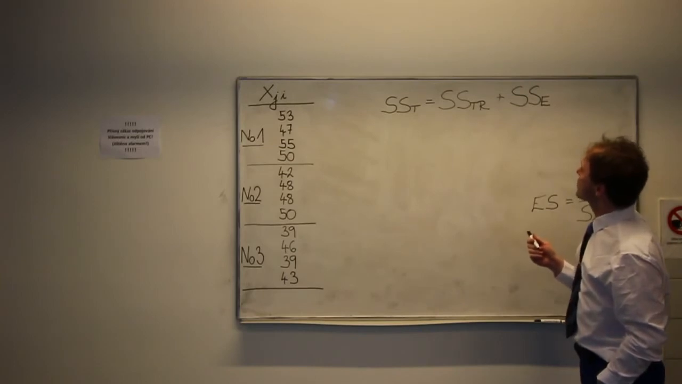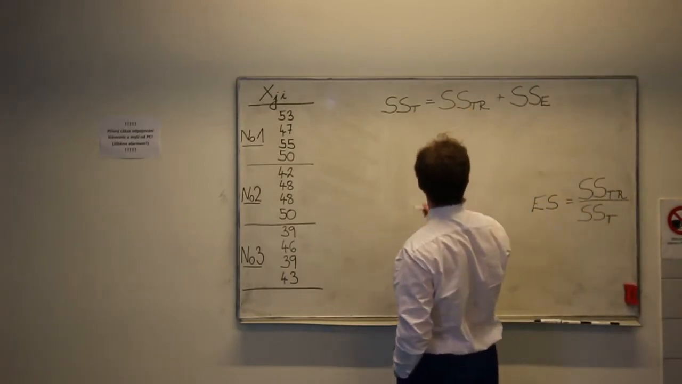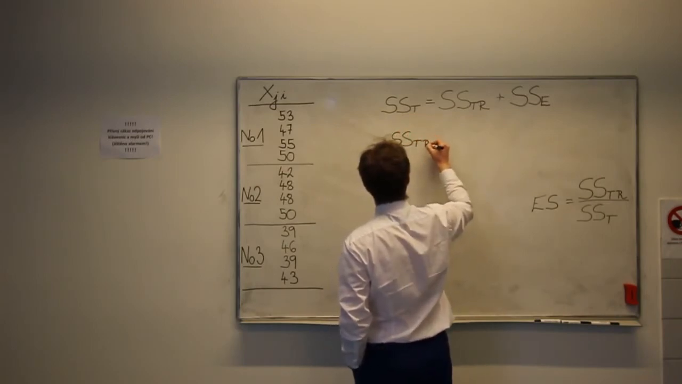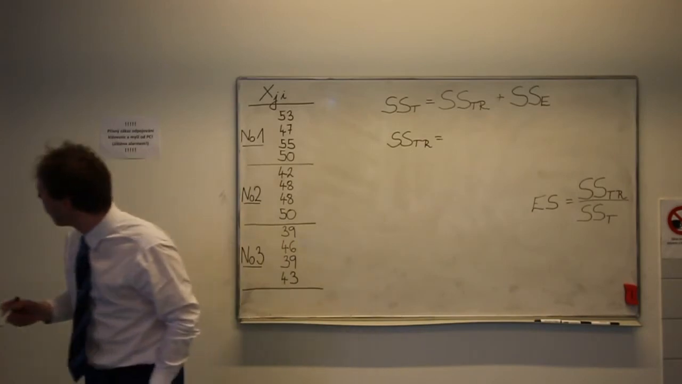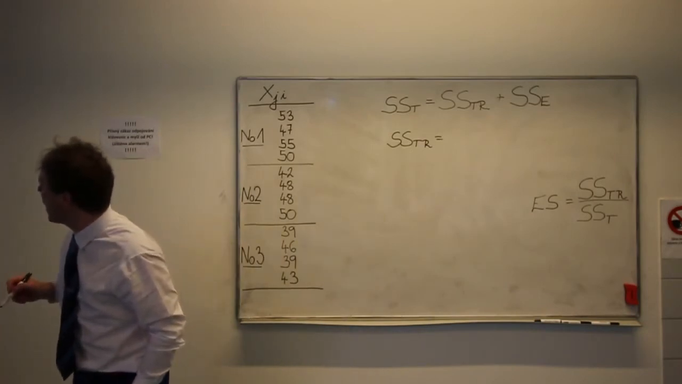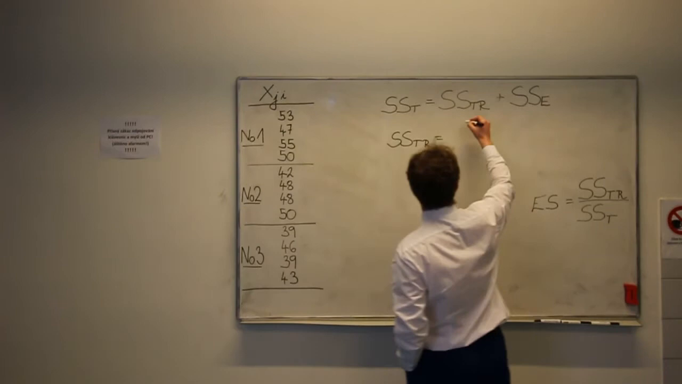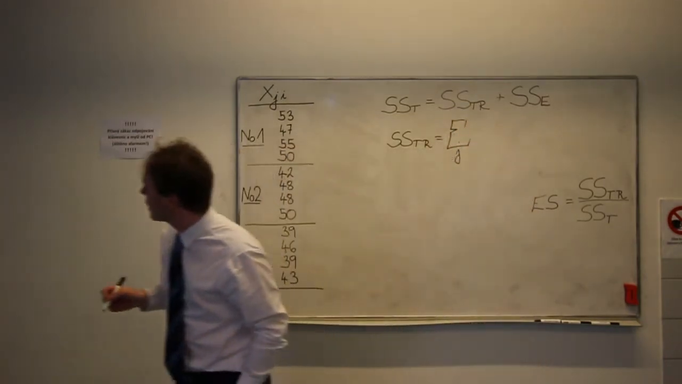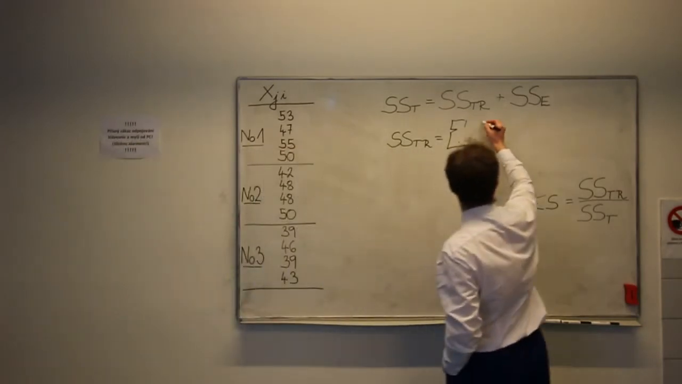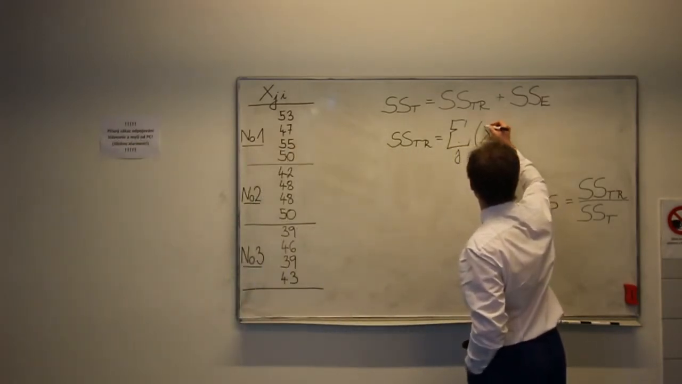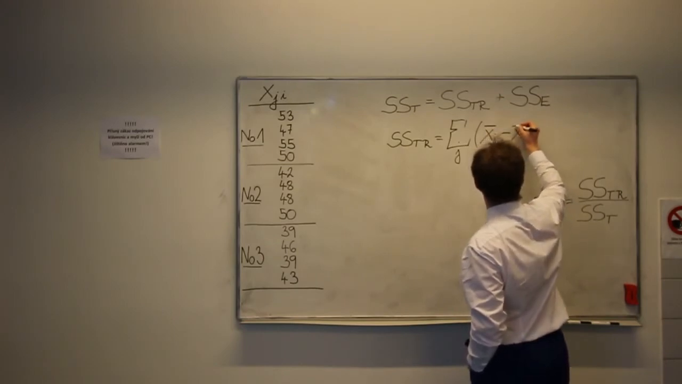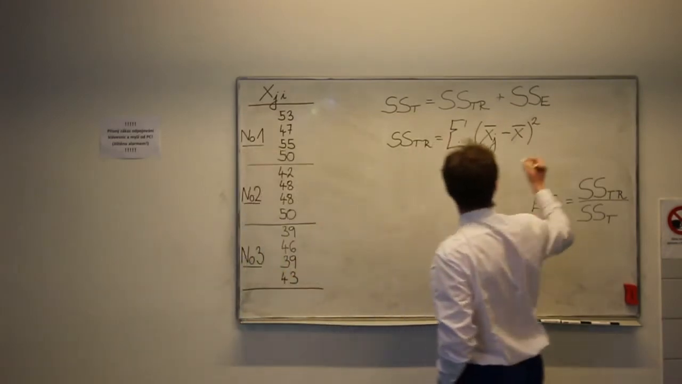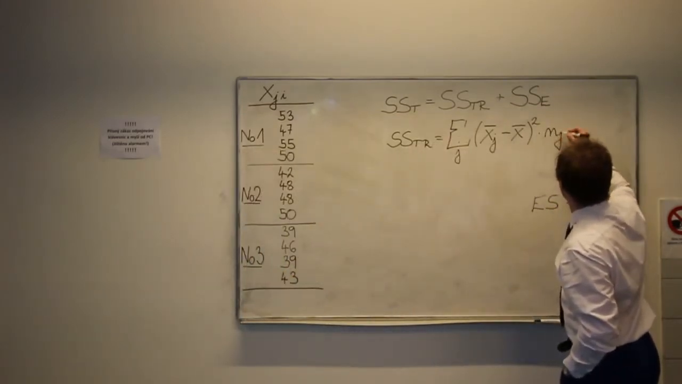So I will start with the treatment sum of squares, sum of squares TR. So I will check your formulas, and we need to calculate the summation through all j, of the difference between the group mean X_j and the total mean, squared, and it's weighted by m_j.